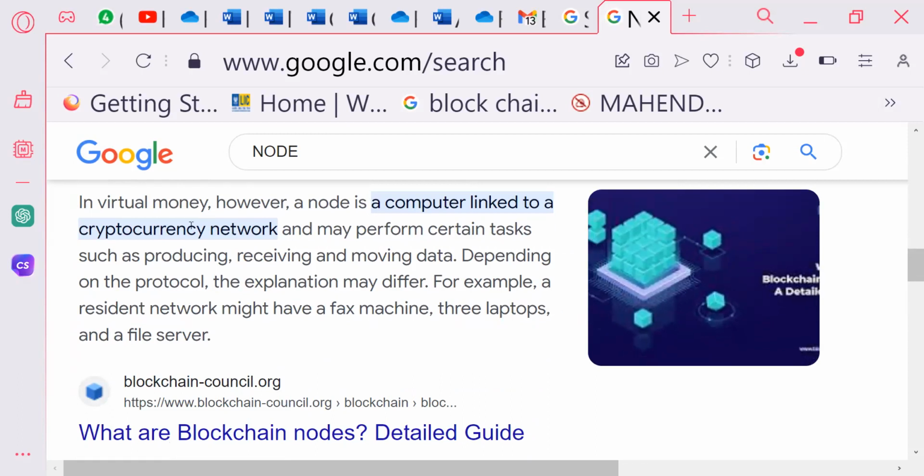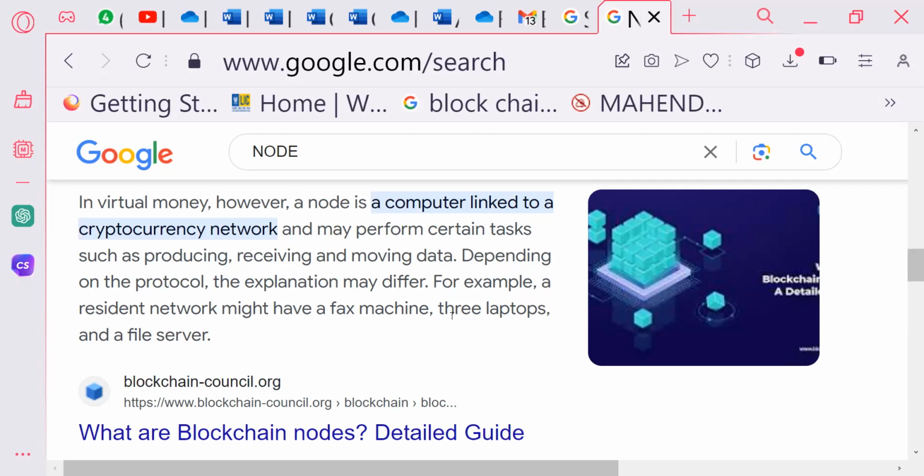Please read again. In virtual money, however, a node is a computer linked to a cryptocurrency network, and may perform certain tasks such as... See, after five times you are reading it correctly. Instead of may, you were reading always many, many, many like this. Okay, sir. Please read now, may perform certain tasks.